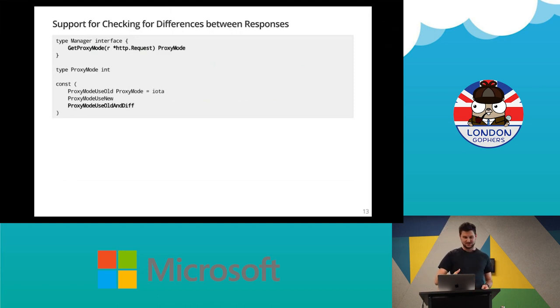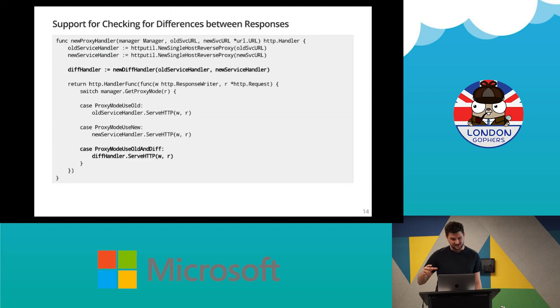For that, we introduce this proxy mode type, which is just an enum of three values that determines whether we just want to go directly to the old system or the new system, or whether we want to do the diffing. And then we amend the manager interface to return this proxy mode.